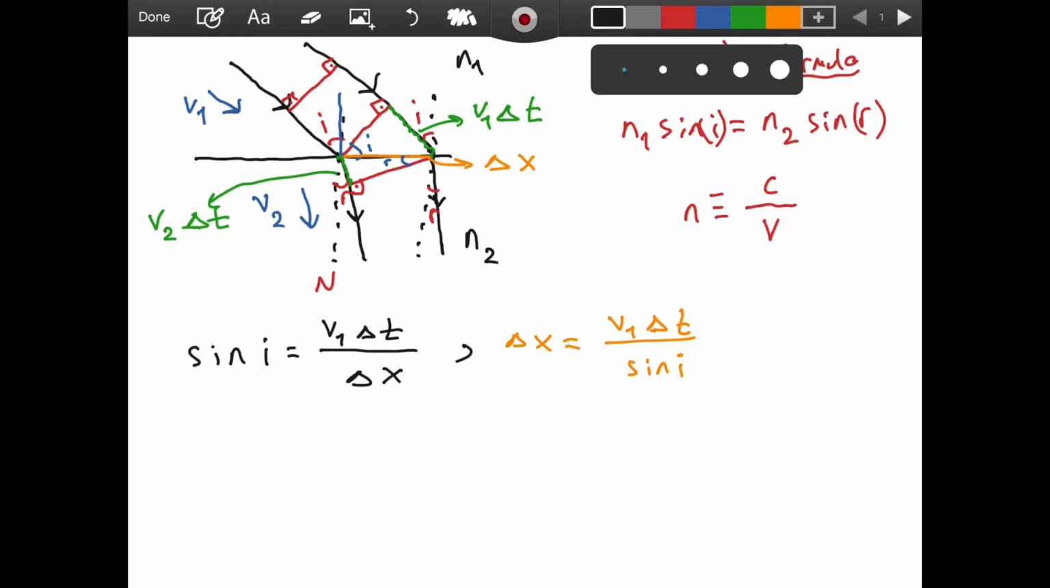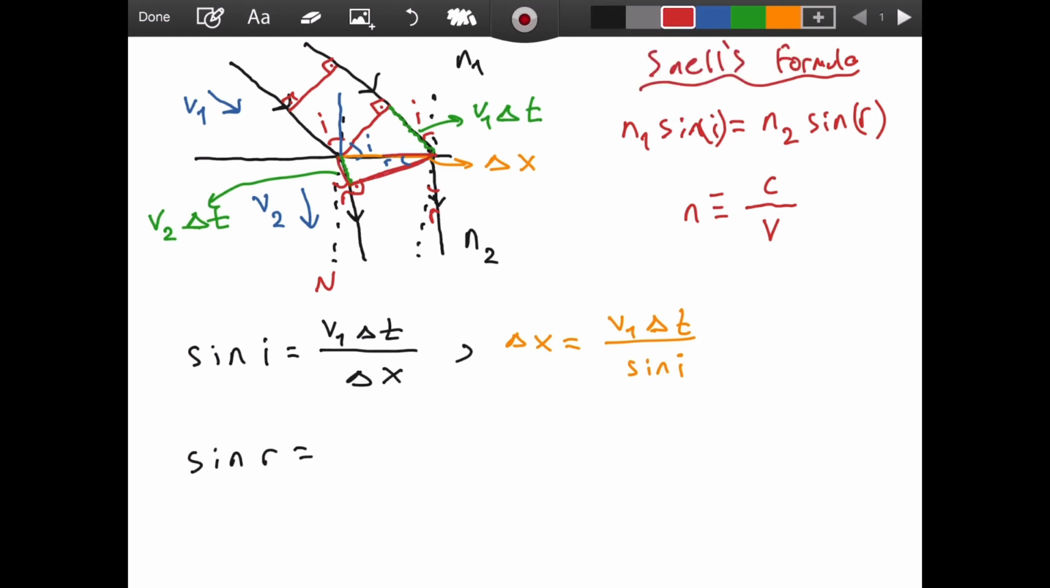And then if I ask you what is sine of R, you again say it is opposite divided by the hypotenuse. So if you look at this red triangle this time, then the opposite is this guy, V2 times delta t, and it is divided by the hypotenuse, which is delta x. So if we solve for delta x again, we get that delta x is equal to V2 delta t divided by sine of R.